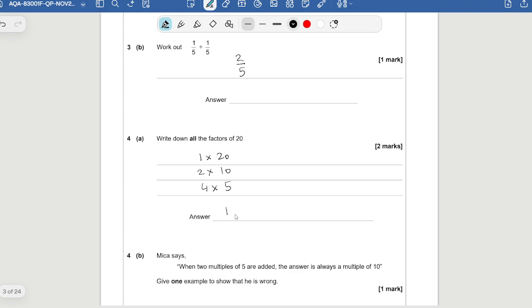I will write the list now. 1, 2, 4, 5, 10, and 20. These are all the factors of 20.